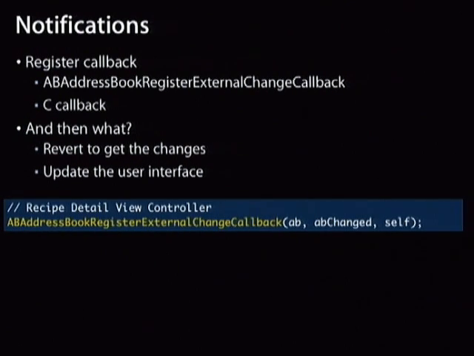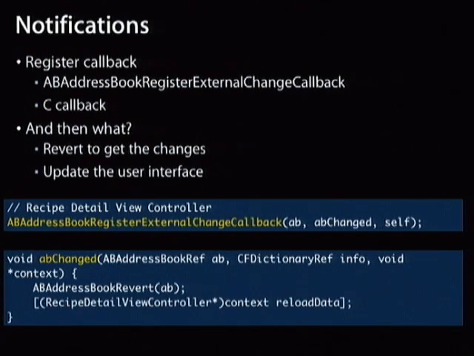This is what it looks like. ABAddressBookRegisterExternalChangeCallback. In this case, we're passing the address book, a function, and a context. Self is just a context, a pointer to something. It can be whatever you want. And the function that we have, ABChanged, gets a dictionary with information, as well as the context we passed in the first function call. In this case, the context is our recipe detail view controller, and we just reload the data. So fairly simple there.